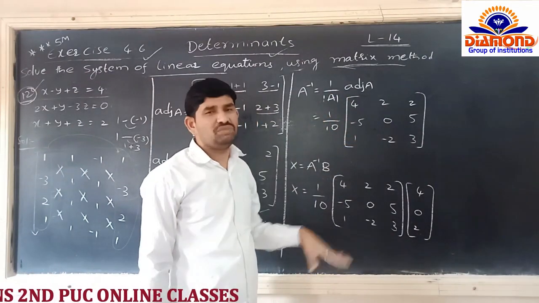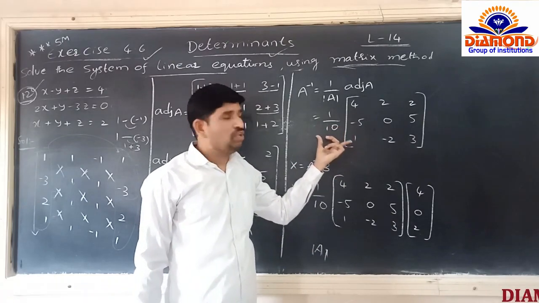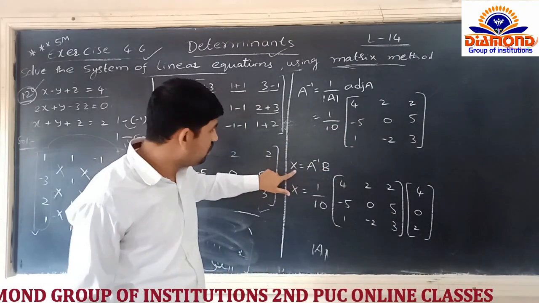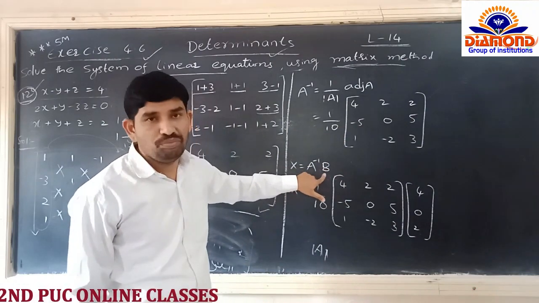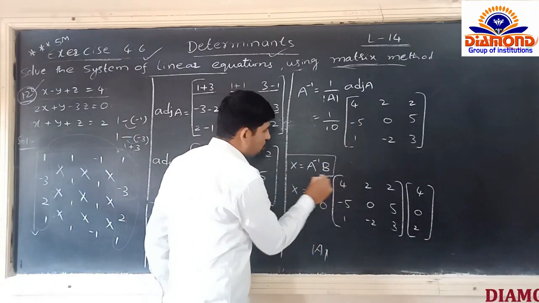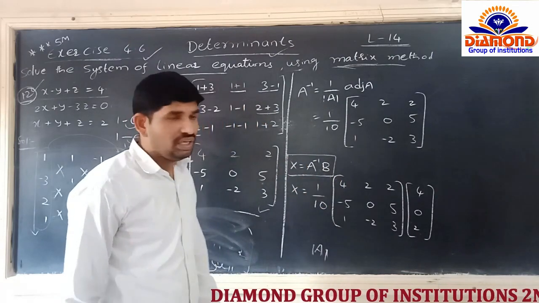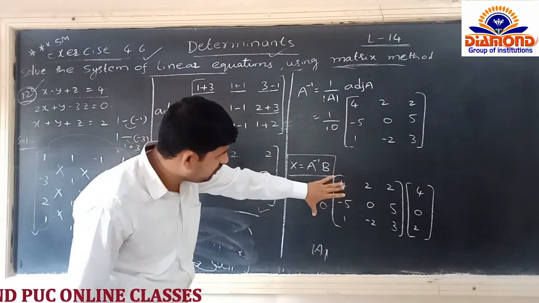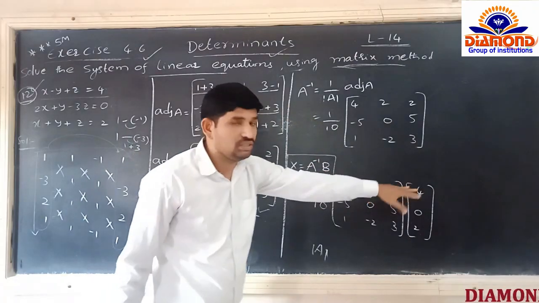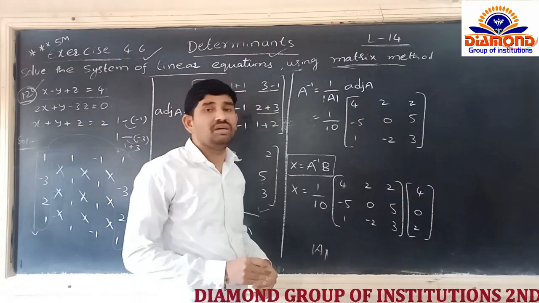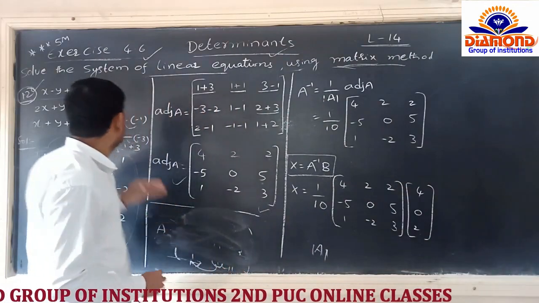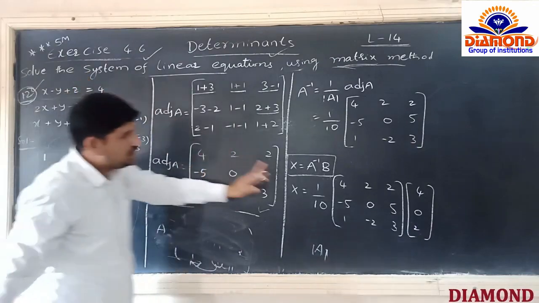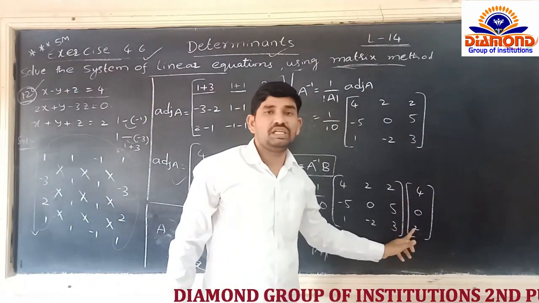After having the A inverse matrix, now we have to write this equation. That is what? X is equal to A inverse into B. Yes, remember this. X is equal to A inverse into B. A inverse is already here. Now put here A inverse matrix into B matrix. In the starting I told you B matrix is the constant matrix. We get only the constants from all three equations, 4, 0, 2. That is the matrix B.